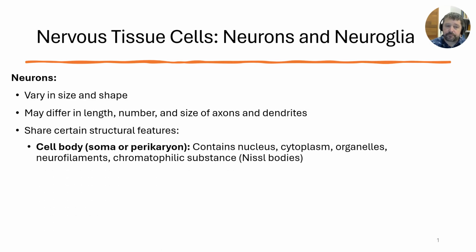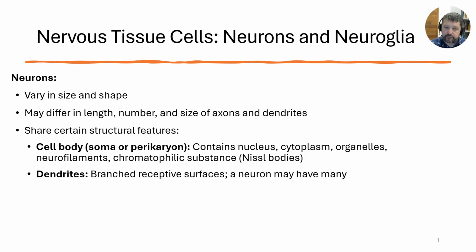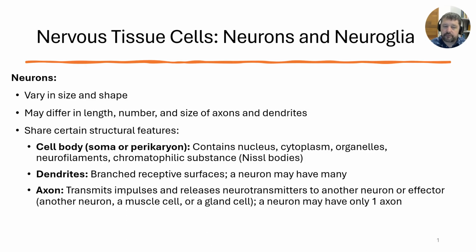Okay, so first of all, they have a cell body. Sometimes this is called the soma or the perikaryon. It contains that one nucleus, cytoplasm, organelles, etc. We'll talk about some of these substances as we move on. It has dendrites. Okay, so these are branched receptive surfaces. How many they have really just depends on the type of neuron, and we'll come back and look at this. They have an axon.